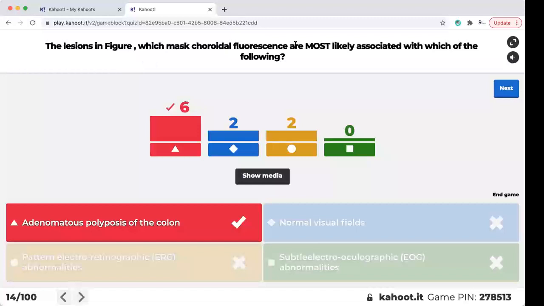The exam itself said that fluorescein angiography is available, but they didn't present it. But you don't have to see the fluorescein angiography to know the diagnosis, because this is very classic for atypical CHRPE, or atypical congenital hypertrophy of retinal pigment epithelium. They are associated with adenomatous polyposis of the colon. This is the correct answer.